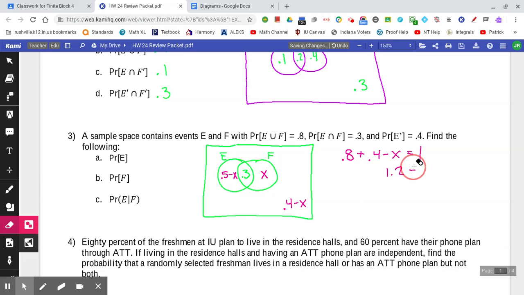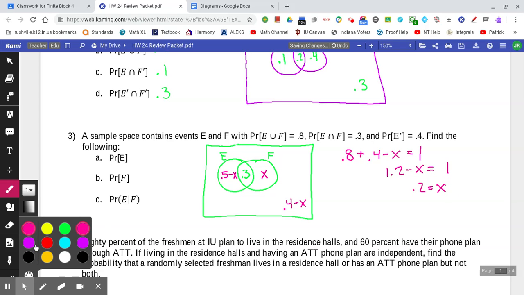It's going to give me 1.2 minus X is equal to 1. And so that is going to give me, let's see, I'll move this over. That'll give me 0.2 is equal to positive X.